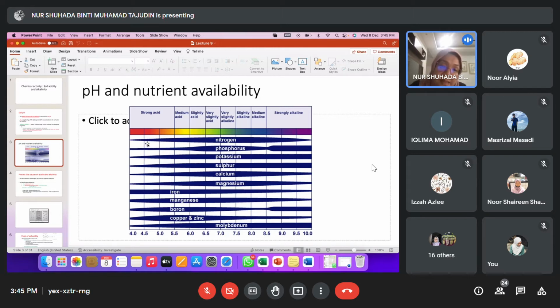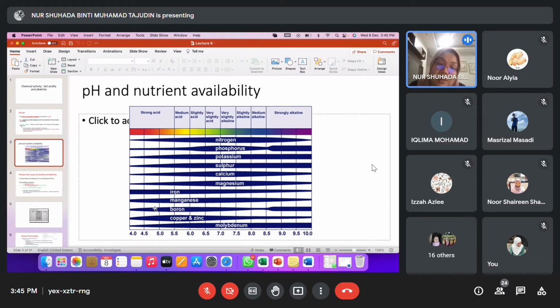But in acidic conditions, the iron and manganese will be in large amount. Please remember, iron and manganese have what we call toxicity. When the concentration is high, it introduces toxicity, iron toxicity and manganese toxicity, which should be needed in only small amounts.